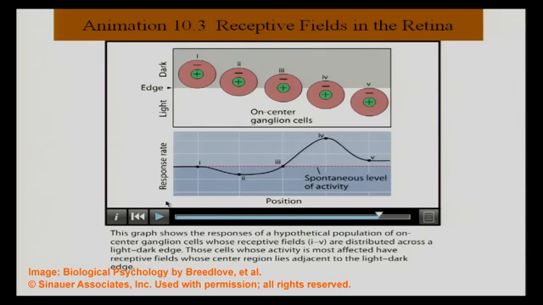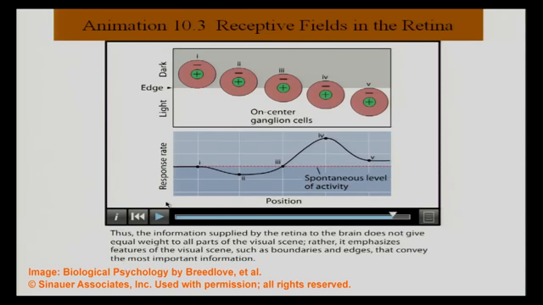This graph shows the responses of a hypothetical population of on-center ganglion cells whose receptive fields, labeled I to V, are distributed across a light-dark edge. Those cells whose activity is most affected have receptive fields whose center region lies adjacent to the light-dark edge. Thus, the information supplied by the retina to the brain does not give equal weight to all parts of the visual scene. Rather, it emphasizes features of the visual scene, such as boundaries and edges, that convey the most important information.